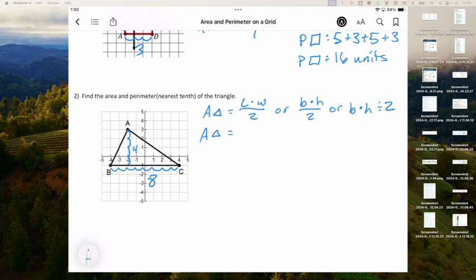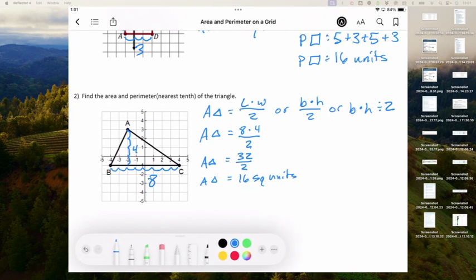So for length times width, we've got 8 times 4. We would have that over 2. So area of a triangle is equal to 32 over 2. Area of this triangle is equal to 16 square units. And again, if you used either of the formulas that I am highlighting in green, either one of those would produce the exact same result.